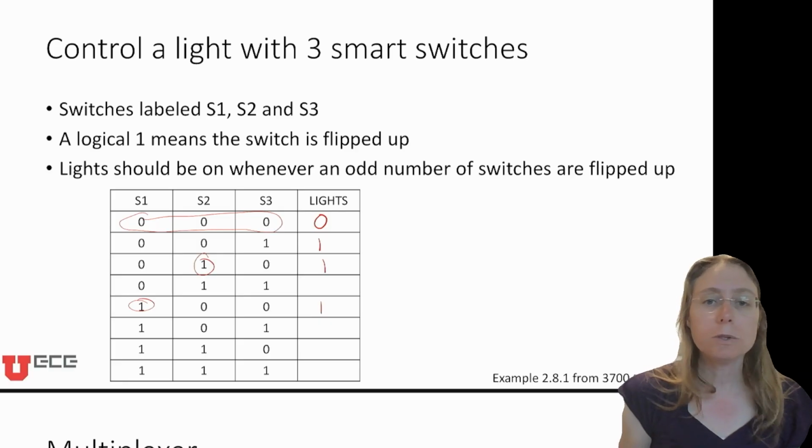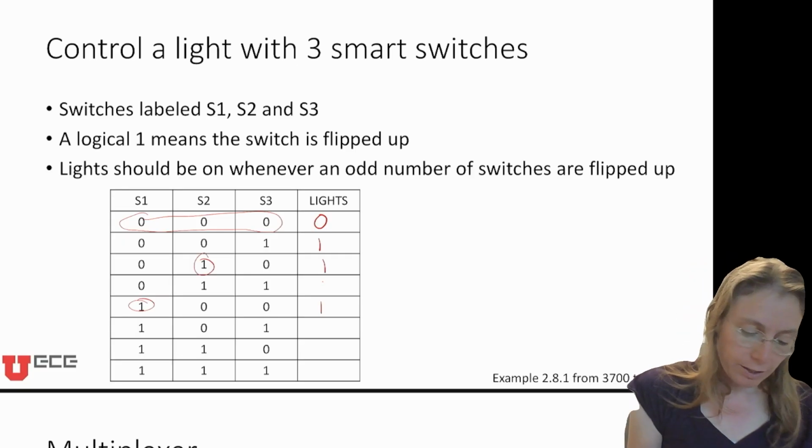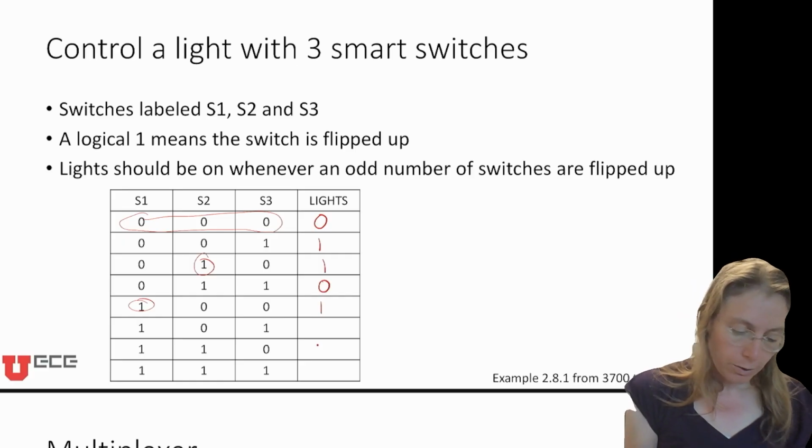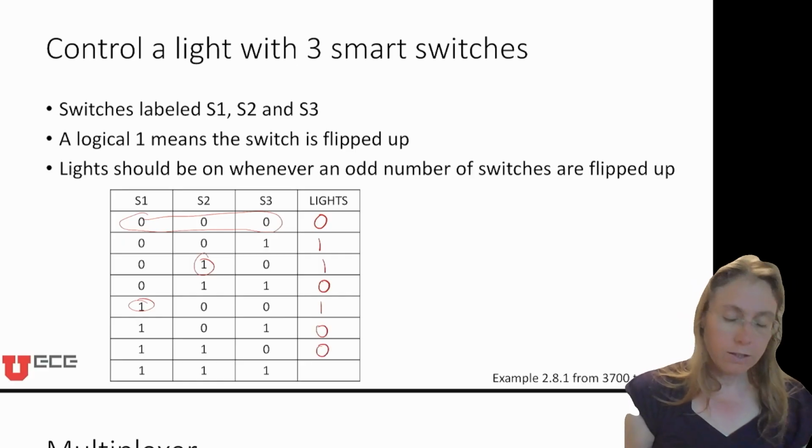Now I walk across the room and I flip a different switch and the lights should turn off now, right? They should change state. So that means I have 2 switches up now, but the lights are off. So that'd be like this case right here, or this case right here, or this case right here.